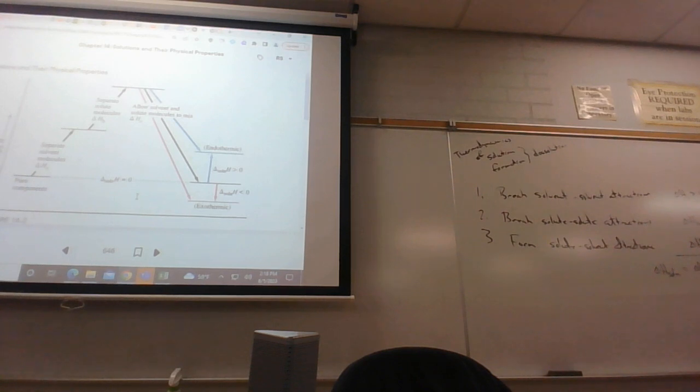Maximizing entropy is the reason why we can have the energy go up a little bit as long as the entropy goes up a lot. When you make a solution, it becomes more disordered. Entropy is given by the symbol S, and it's a measure of disorder.